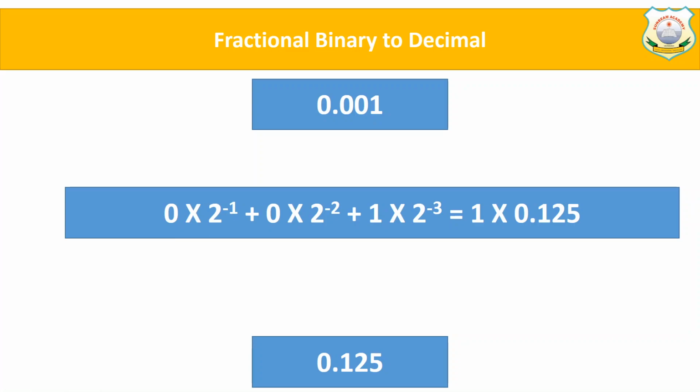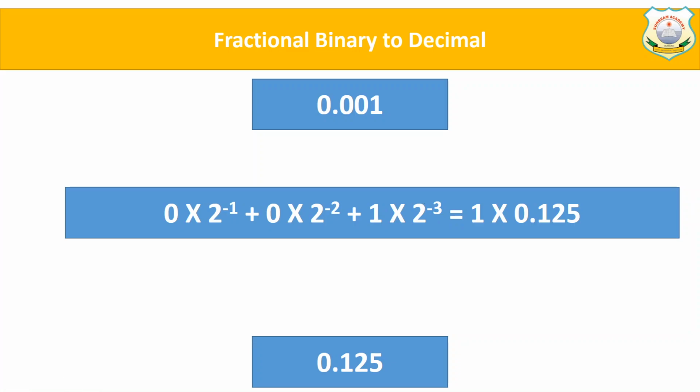See, I've taken the 0 into 2 raised to minus 1, plus the next 0 into 2 raised to minus 2, plus 1 into 2 raised to minus 3. That is the procedure that we have to follow. So this is going to be 0 plus 0, and this is 1 into 2 raised to minus 3. That is what? If it is 2 raised to minus 3, so this is 1 by 2 raised to 3. That is 1 by 8, isn't it? This is 1 upon 2 raised to 3.